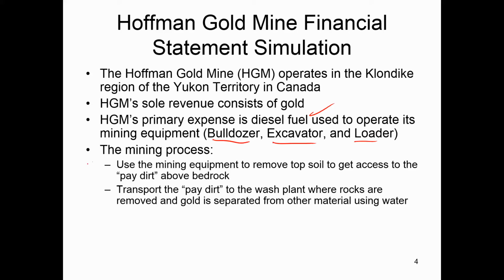And the basic mining process is that the equipment, say bulldozers, are used to move away the topsoil. Once you get the topsoil removed, you then get the dirt that's sitting on top of the bedrock, and that's where the gold sits. We call that the pay dirt. They then transport the pay dirt over to a wash plant, and that wash plant will shake and have water flow through the dirt, and the gold falls through and is captured in filters. So that's the basic gold mining process for the Yukon.